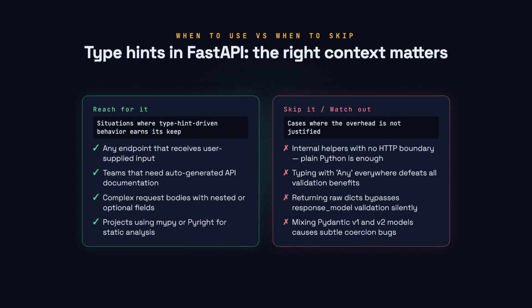If your team also runs a static type checker like mypy, the same hints give you editor auto-completion and compile-time catches. On the other hand, do not annotate internal utility functions with Pydantic models just because you can. Plain Python is clearer there. And watch out for two common traps. Annotating parameters as Any silences all validation, and returning a raw dict instead of a typed model means FastAPI cannot enforce your response shape.